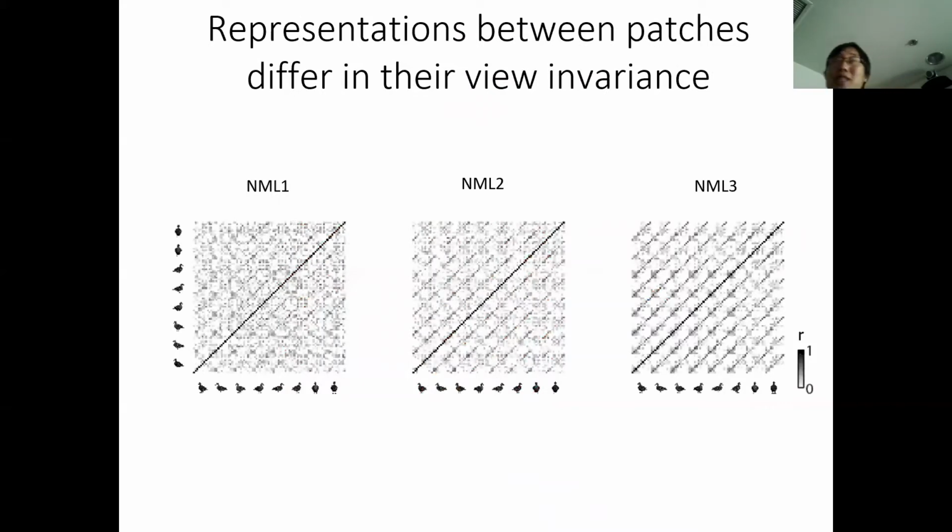Now, here's the representation similarity matrix from the 3 patches of the no man's land network. This dark diagonal line in the most anterior patch demonstrates that it harbors a view invariant code of object identity. This is consistent with what we found previously for the face patch.